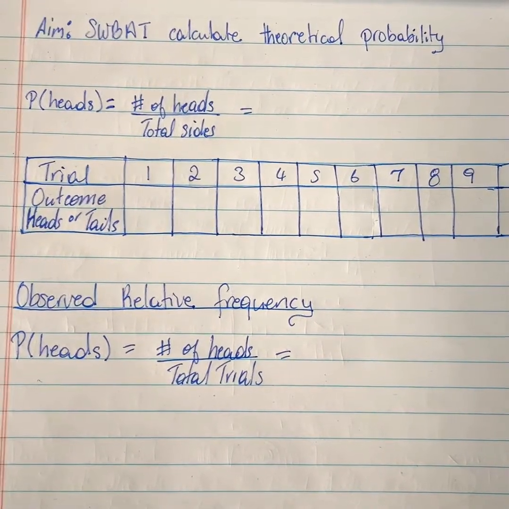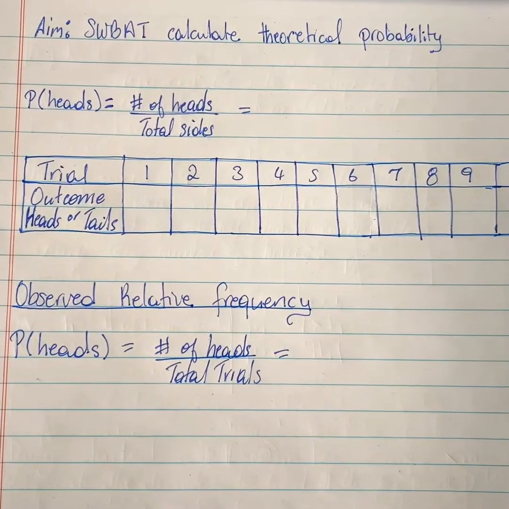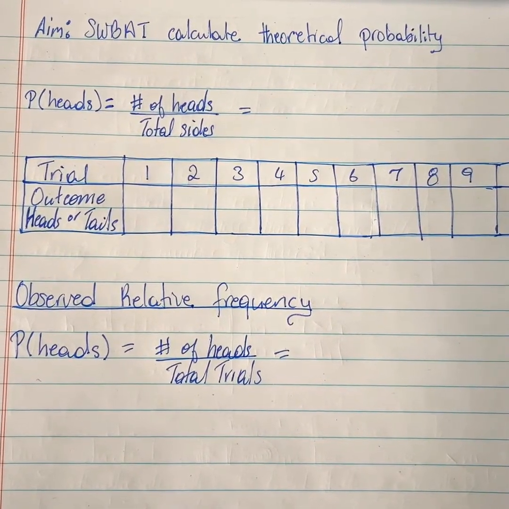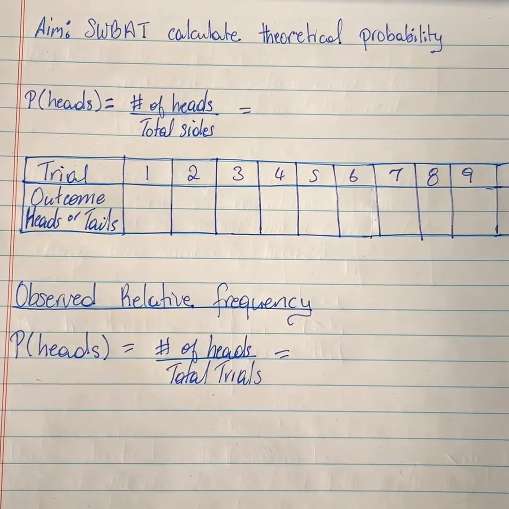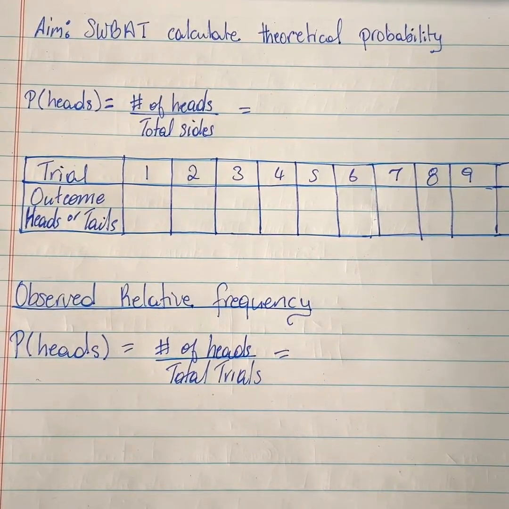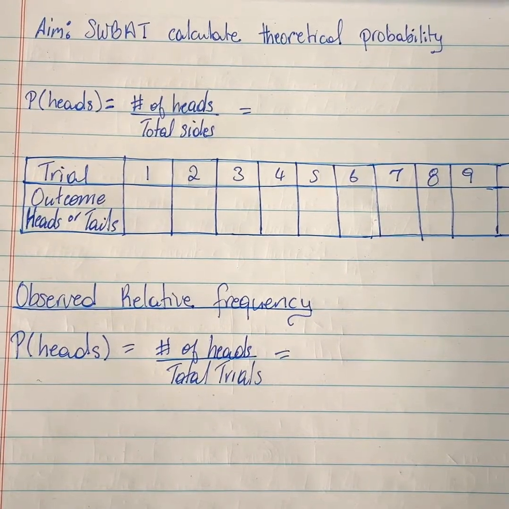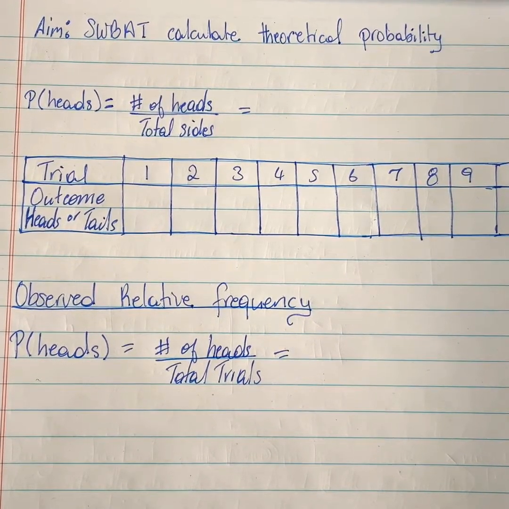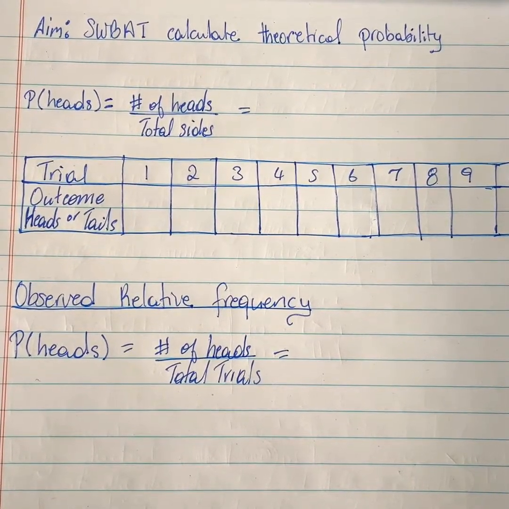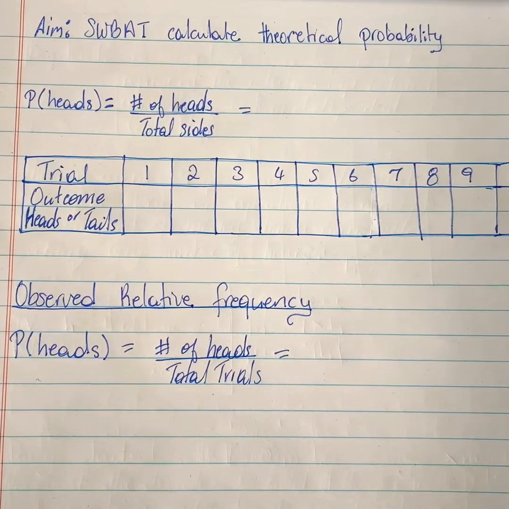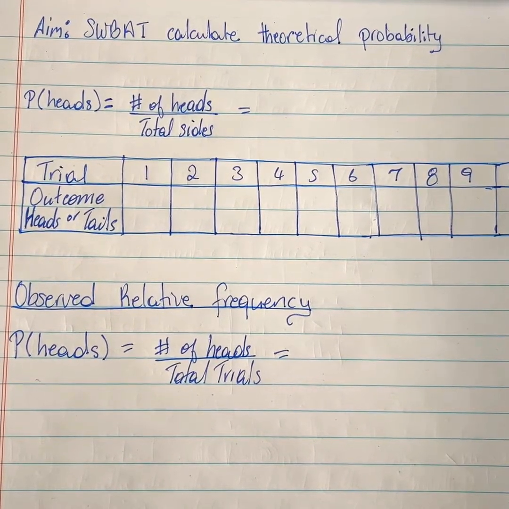Yesterday we learned about uniform and non-uniform probability, where uniform is when an event is equally likely or unlikely to happen, and non-uniform is where it's not equal. It's unequal for two events to happen. So today we're going to calculate a theoretical probability.